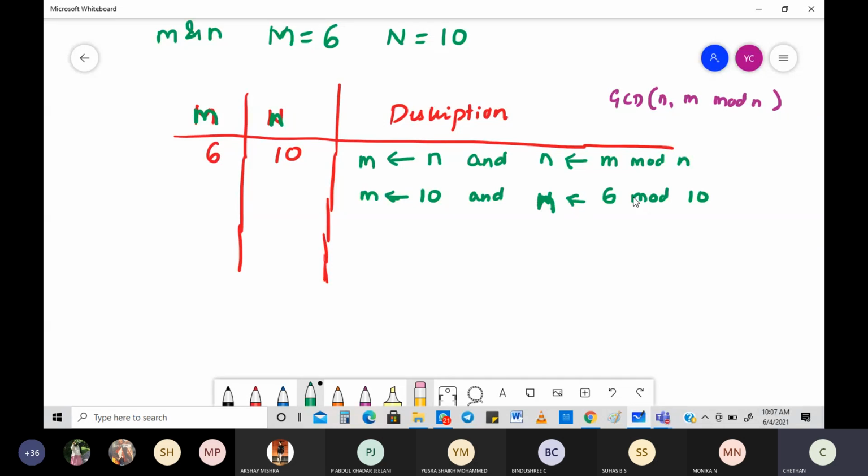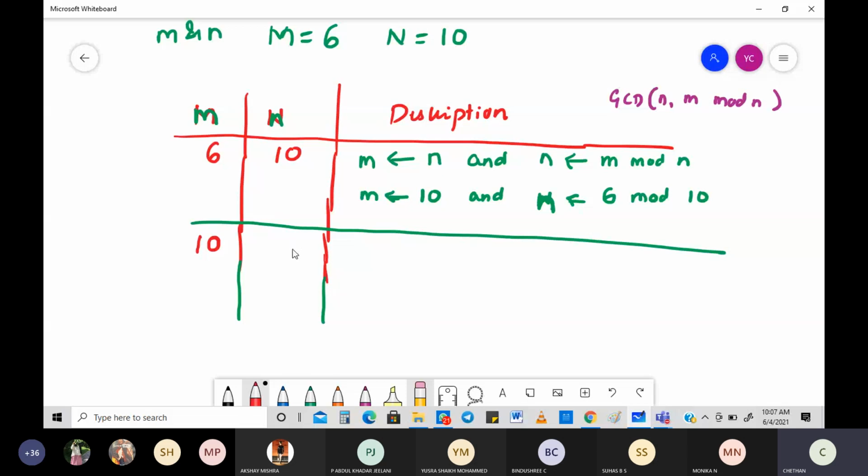Now in the next step, what is going to happen? The next step is you are going to get a value like this. What is the value of m? The m value is becoming 10. What's the value of n? Look into the first step. What is the value of n now? The n value is becoming 6 now.